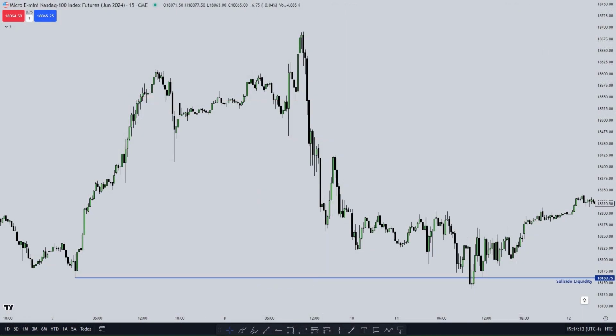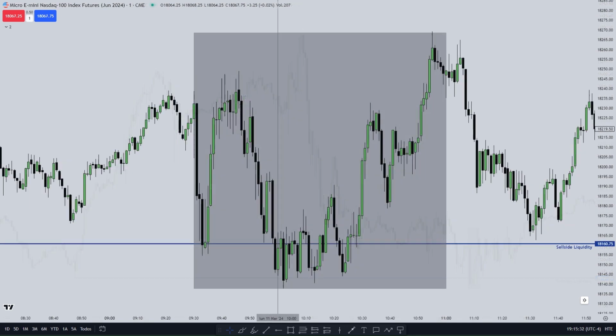Second example. Now let's move into our second example. Note how price swept a sell-side liquidity pool before reversing. We will focus our attention on this shaded area, which is the silver bullet time window. This is what it looks like on a 1-minute time frame.